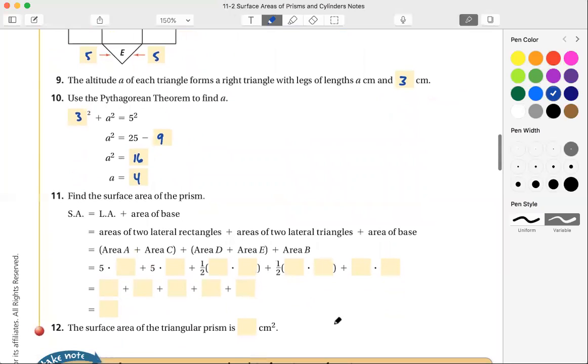All right, we're going to find the surface area of the prism. Surface area is equal to the lateral area plus the area of the bases. So the areas of the 2 lateral rectangles plus the areas of the 2 triangles plus the area of the base. We have 5 times 12 plus 5 times 12 plus 1/2 times 6 times 4 plus 1/2 times 6 times 4 plus 6 times 12. Adding these together, we have 60 plus 60 plus 12 plus 12 plus 72, and we end up getting 216. So the surface area of the triangular prism is 216 centimeters squared.